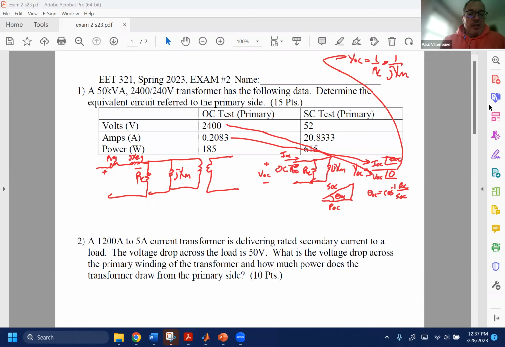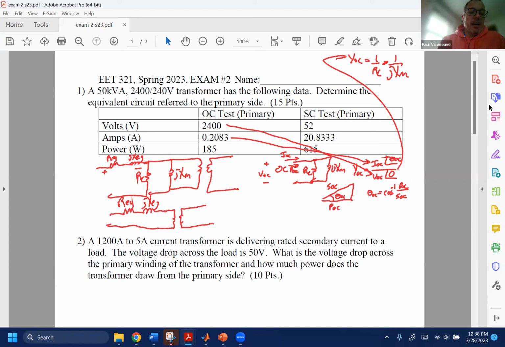So my short circuit test is just going to give me my resistance and my inductance. Because the applied voltage is so low, there's hardly any current that goes through. Well, there's two big things: the voltage is very low, and RC and jXM should be very high. Because of that, we can assume essentially no current goes through those, that they are open circuits.